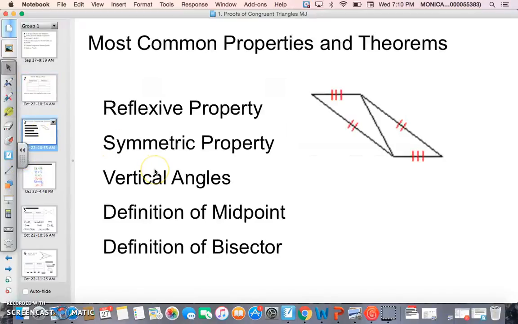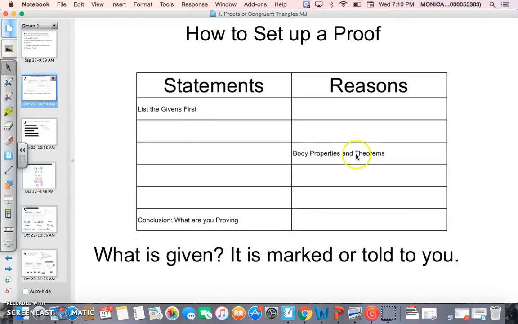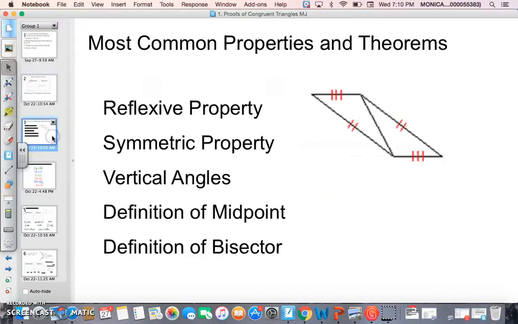So these are the most common properties and theorems that we will use in the reasons section on the body portion of our proof. So I will go over what the reflexive and the symmetric property mean with you in a minute. But we also have vertical angles. You all know that vertical angles are always congruent. It's when 2 lines cross at an X, the 2 angles across from each other are congruent.